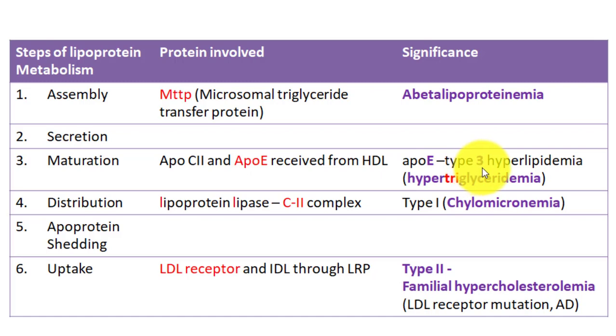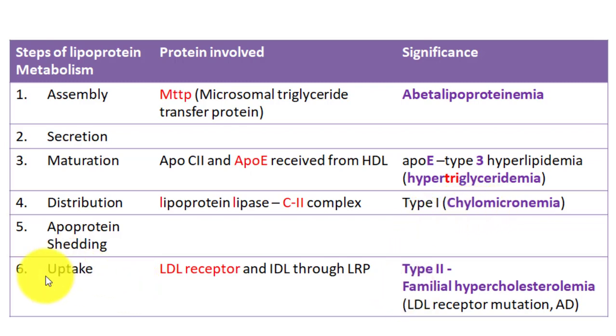Though this type of hyperlipidemia is written in Roman numerals, I have written this 3 so that you will correlate this E with 3. So an apoE defect will cause type 3, and type 3 means tri. So apoE, type 3, and hypertriglyceridemia. So you can remember. Now type 1, chylomicronemia. Chylomicron is the first lipoprotein, the largest lipoprotein, and that is why chylomicronemia is type 1.